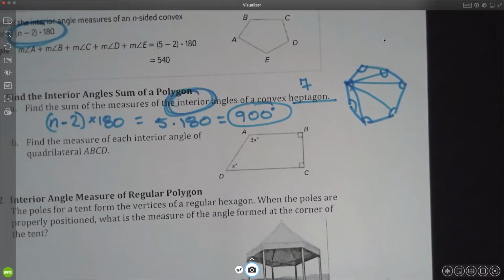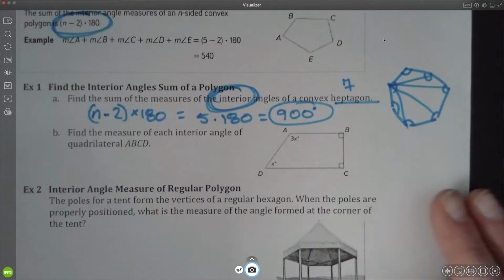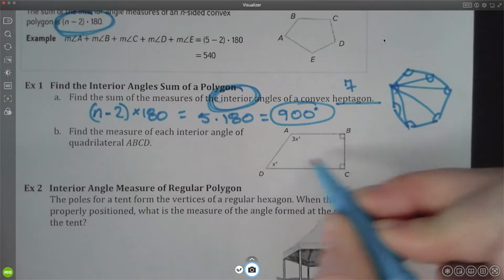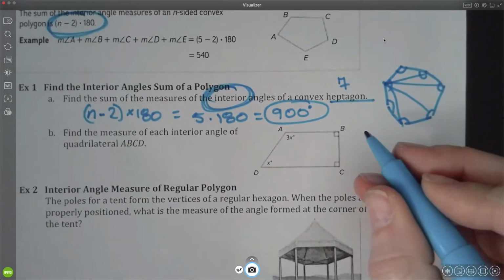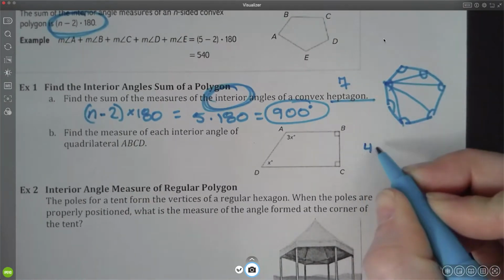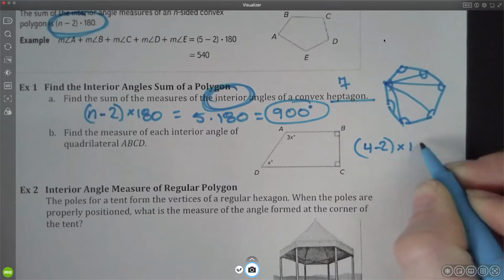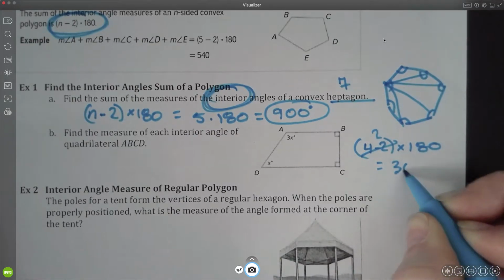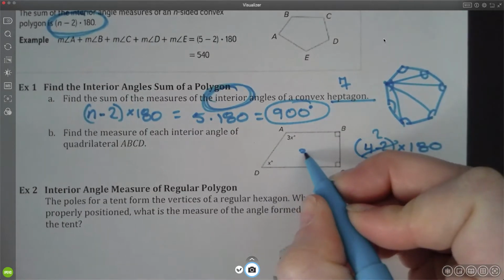Okay, now, part B. That is a 4-sided figure. So let's figure out how many degrees are in the inside of that 4-sided figure. Some of you guys can probably know already. But we would take 4 minus 2 times 180, or 2 times 180, which is 360. Every 4-sided figure has 360 degrees on the inside, right?